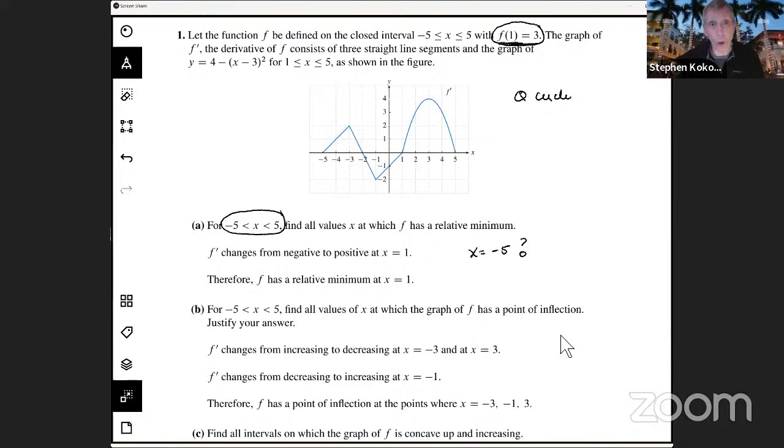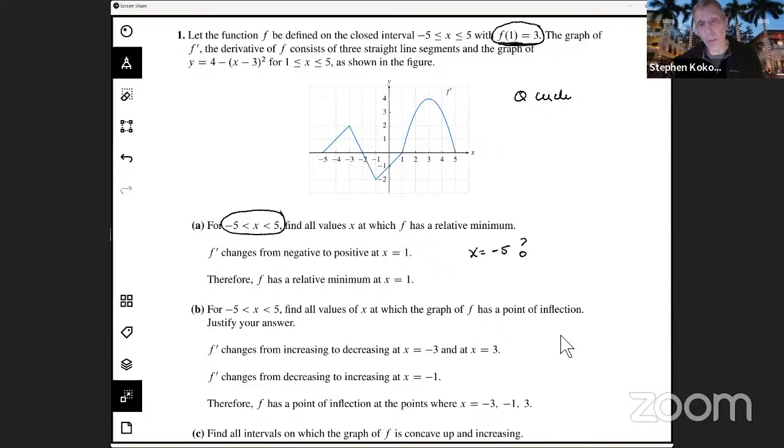We need to know for x between -5 and 5, and I've circled this. You'll notice that that's an open interval, but I'm going to come back and talk about that in a second and connect it with my question on the right-hand side in a minute. It says find all the values of x for which f has a relative minimum. Well, where does that occur? That happens when f prime changes from negative to positive, where the function is decreasing and then increasing.